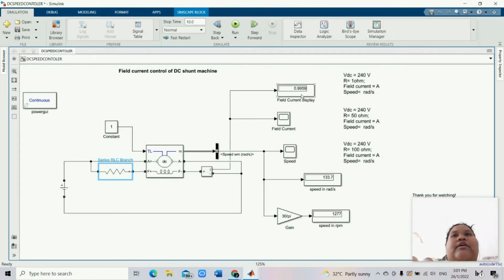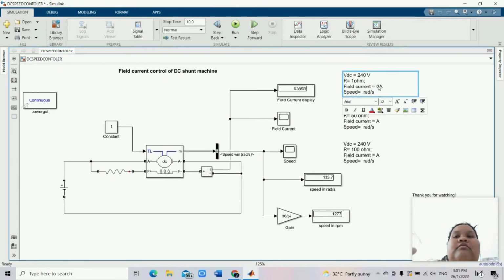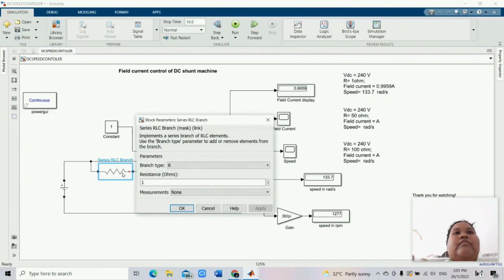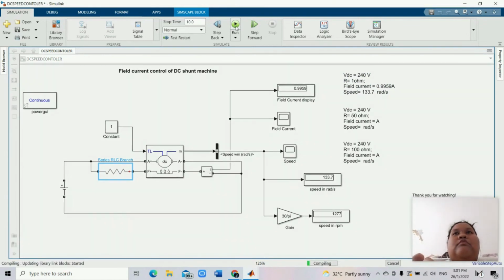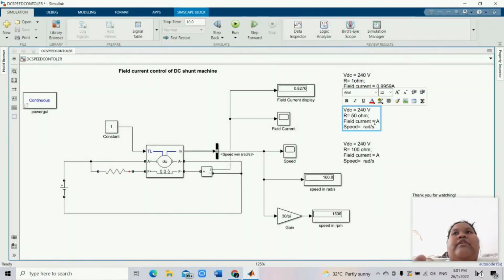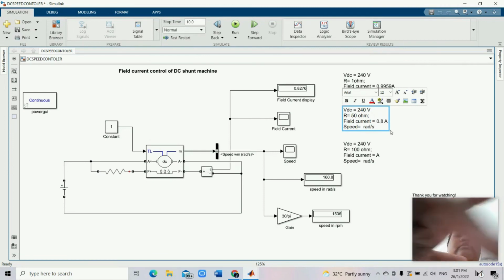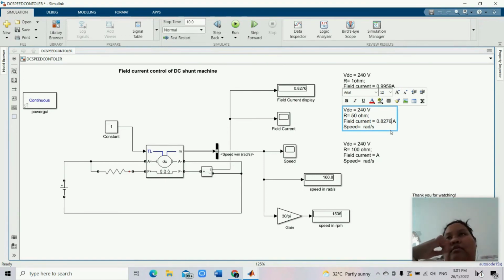Here we can see that the field current is 0.9959 and the speed is 133.7 radian per second. When the resistance is 50 ohm, the field current will be 0.8276 and the speed will be 160.8.